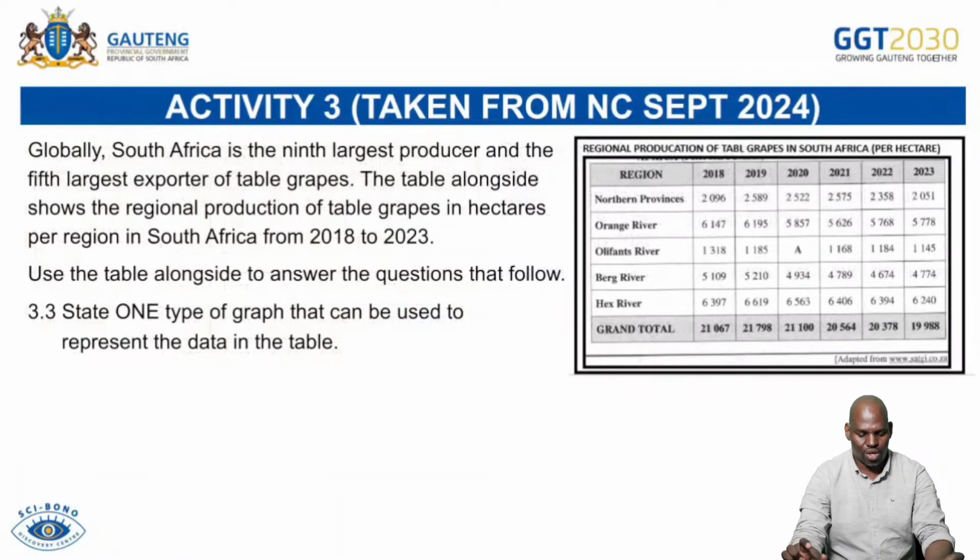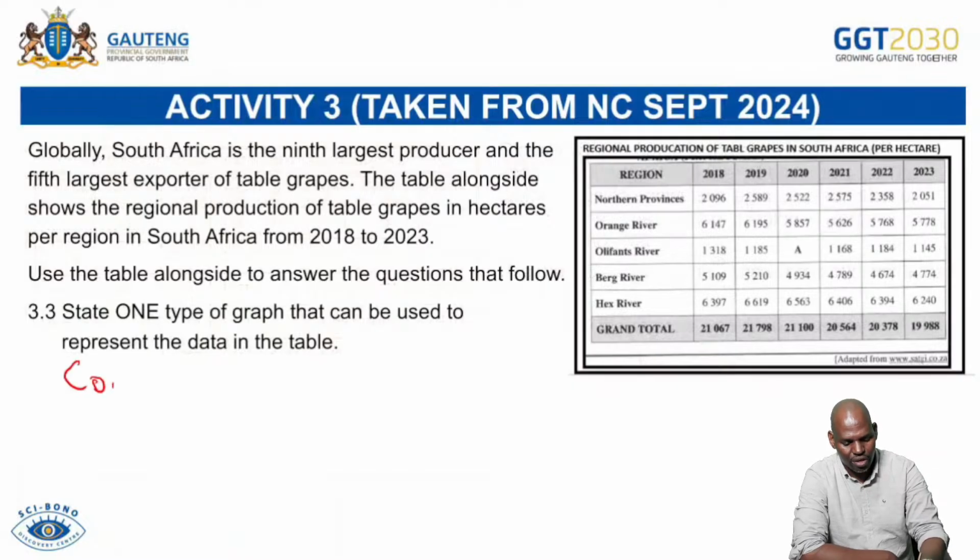Okay, the next question, 3.3, still based on the same information. They say state one type of graph that can be used to represent the data in the table. State one type of graph that can be used to represent the data in the table. This information, what other type of graph do you think we can use? Okay, when I look at this, because now you have to compare, you can actually use the bar graph, compound bar graph.